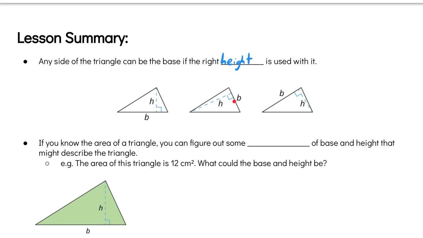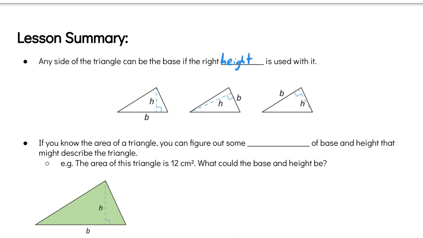Or you could have this side be the base, as long as you then drew a 90-degree angle here and then measured to the vertex. Or you could use this side as the base and make a 90-degree perpendicular line to that base and draw a straight line right up to the vertex there, and that would be the height.